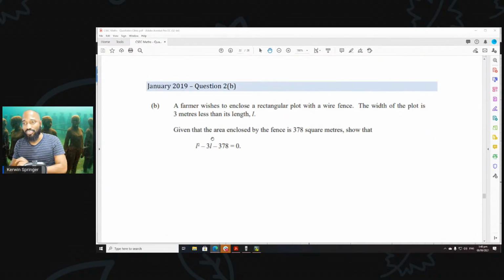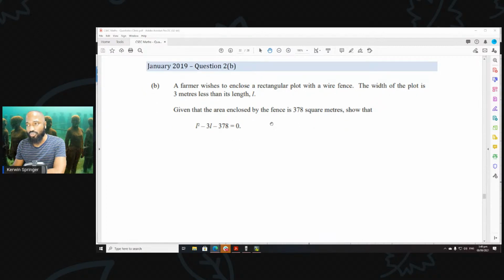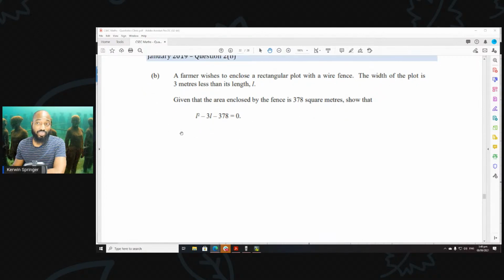A farmer wishes to enclose a rectangle. Oh, this is a different one. Pay attention to this one. We're starting to reach into the recent years. I do this one on YouTube a few times. The width of the plot is 3 meters less than its length, L. Given that the area enclosed by the fence is 378 meters squared, show that. So they're giving you what you need to show, right? Let me show you how to do this question now.